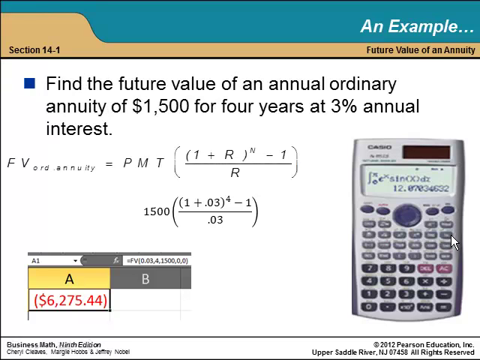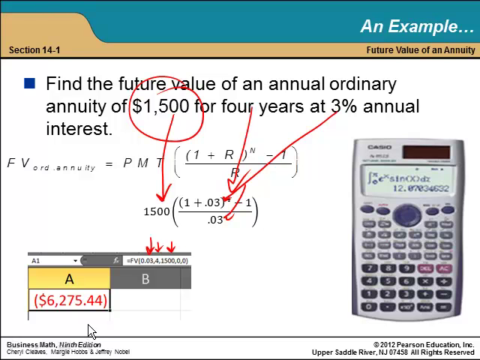Okay, so here we go again, $1,500 for 4 years, 3%, and notice the 3% also has to go at the bottom. 3%, 4 years, $1,500 payment. It makes sense you'd have at least $6,000 because you have 4 $1,500 payments, and it comes out to be $6,275.44. Remember to use your parentheses and your fraction key if you're using a calculator.